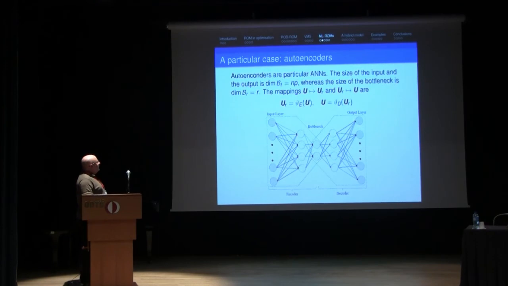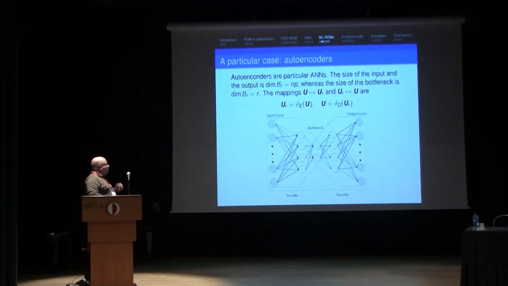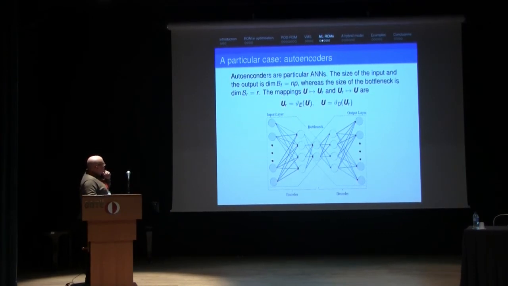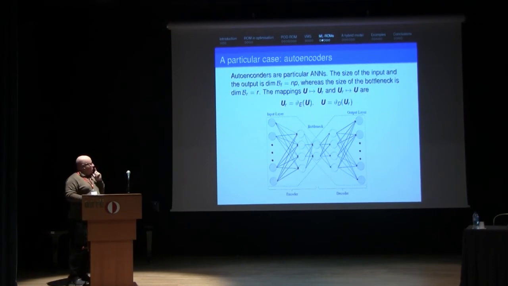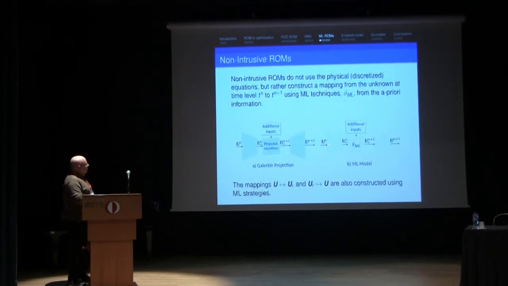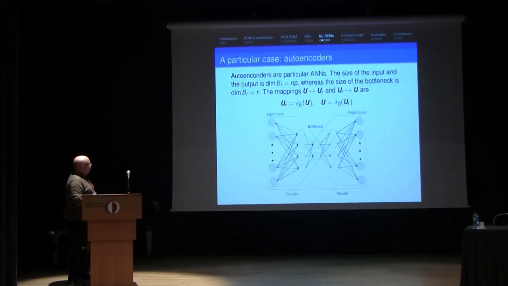So at the end, if possible, that mapping should be the identity. Of course, it's not possible because along the way you will lose some information, but you want to be as close as possible to the identity. The first part, when you go from the input to the bottleneck, is the so-called encoder, and when you go from the bottleneck to the output, it is called the decoder. So the mapping that gives you the reduced order solution is the encoder, and the mapping that goes from the reduced order solution to the full order one is precisely the decoder. This is a particular way to construct the mapping here and the mapping here.